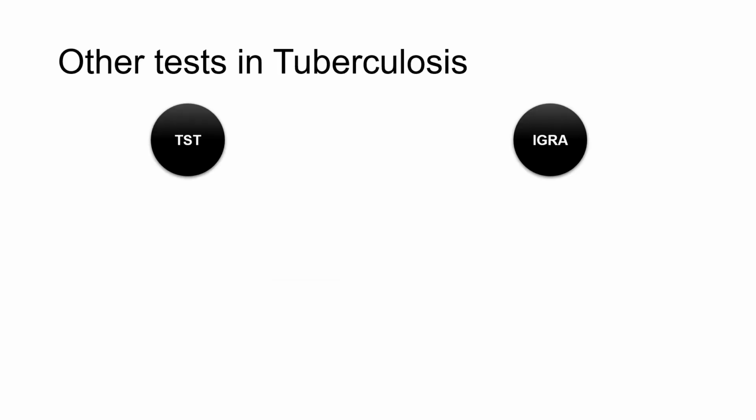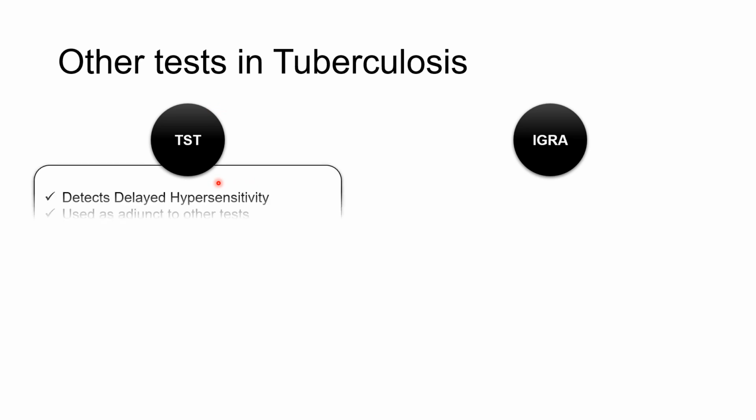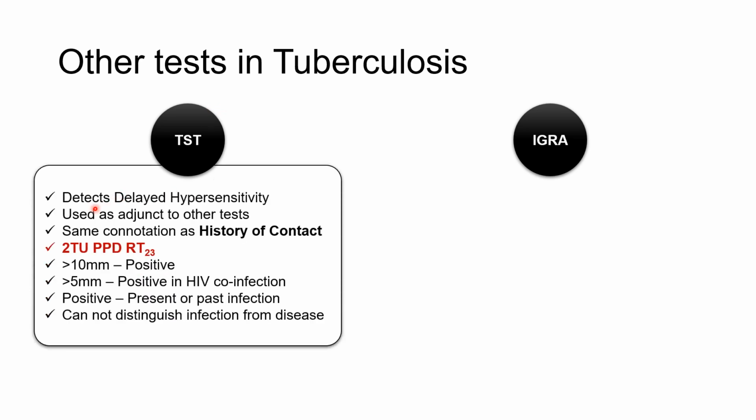Some other tests in tuberculosis, most famous test, tuberculin skin test. What is its importance? This test detects delayed hypersensitivity to tubercle bacilli. It is used as an adjunct to other tests, and it has the same connotation as history of contact, because all that tuberculin skin test tells us is that the tubercle bacilli has been present in the body of this person. It doesn't tell us anything about the presence or absence of an active infection. So this has the same connotation as history of contact.